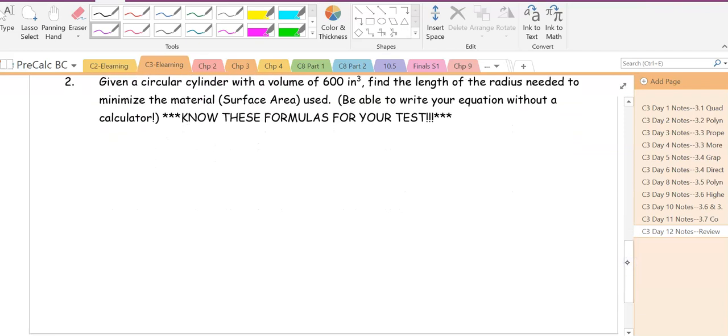Next, given a circular cylinder with a volume of 600 inches cubed, find the length of the radius needed to minimize the material used, meaning surface area. Be able to write your equation without a calculator. Know these formulas for your test.